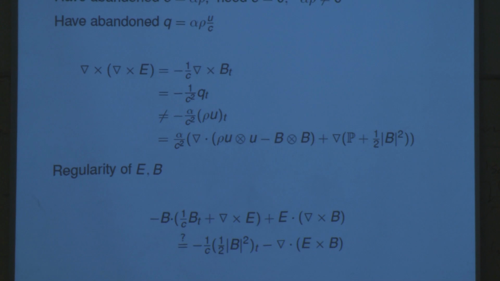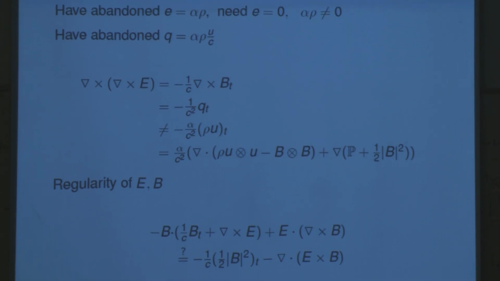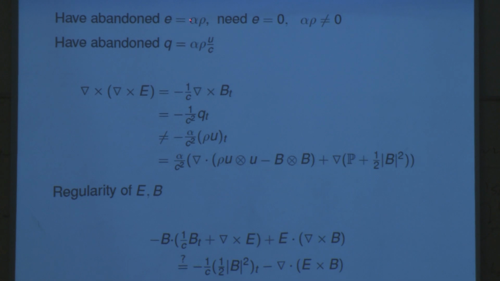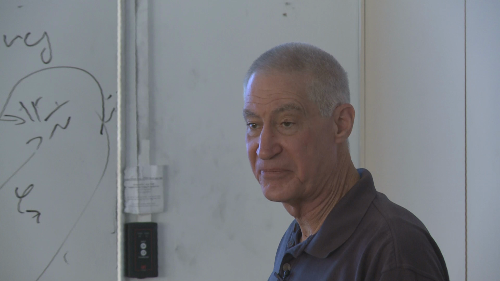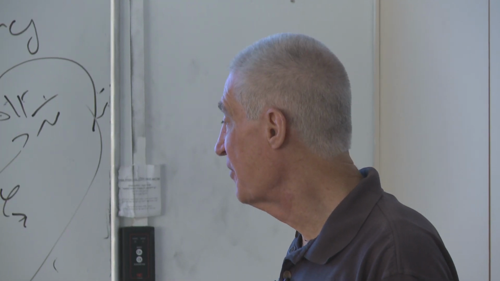However, in this formulation, we have abandoned identifying the net charge with the fluid charge, because alpha rho isn't 0, and we need charge neutrality. And we've also abandoned relating the fluid current with the electromagnetic current. Because if this were true, then curl E, you can go through this. This is a mistake. This should be C here, not C squared. We have an expression for curl E, which is equal to this, and the expression for E doesn't in general satisfy that.